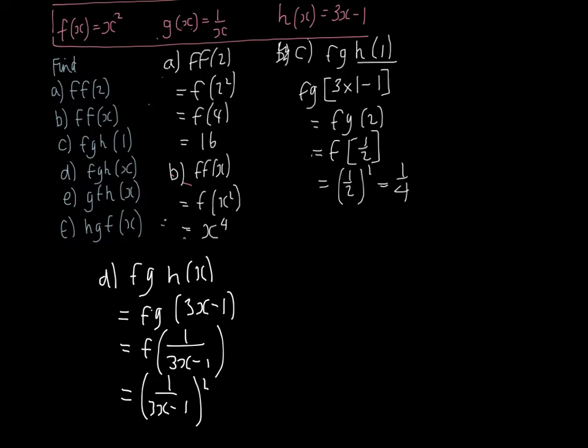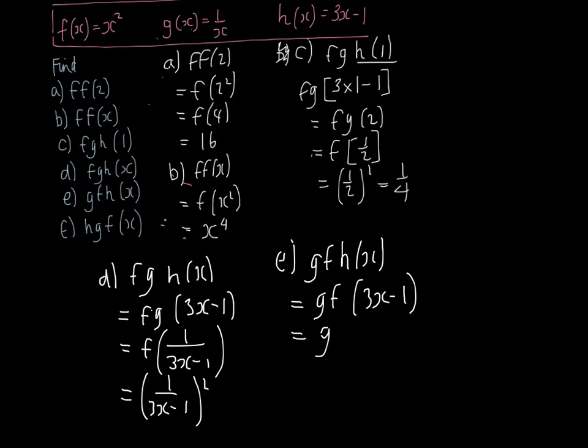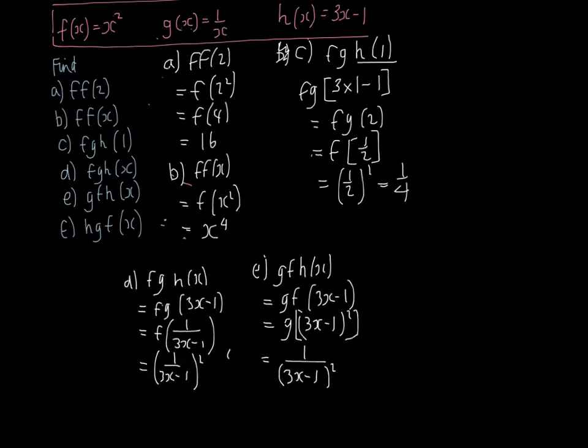Now we're going to take the functions in a different order. So we're going to have g of f of h of x. We're starting with h again, but we're going to have g of f of the result, 3x minus 1. Then we're going to apply f to that, so we're going to have 3x minus 1 squared, and we're going to apply g to that, so we're going to have 1 over 3x minus 1 squared. You might notice that those two results are in fact the same. But let's just see the last one.